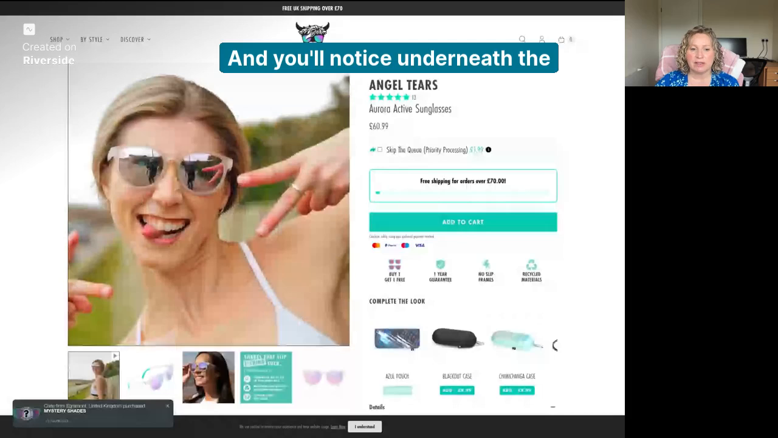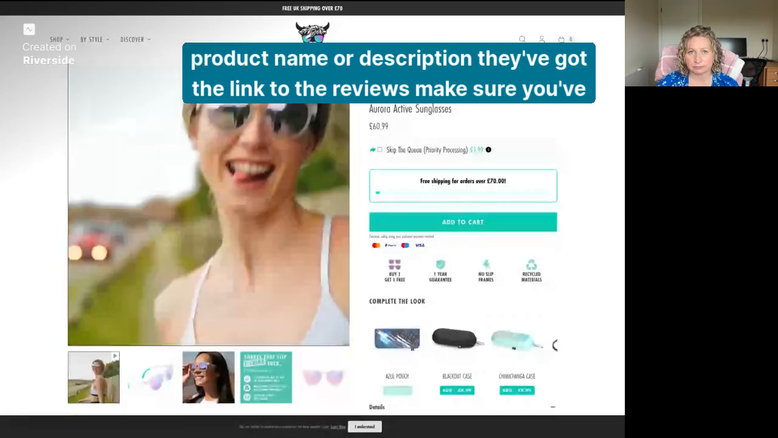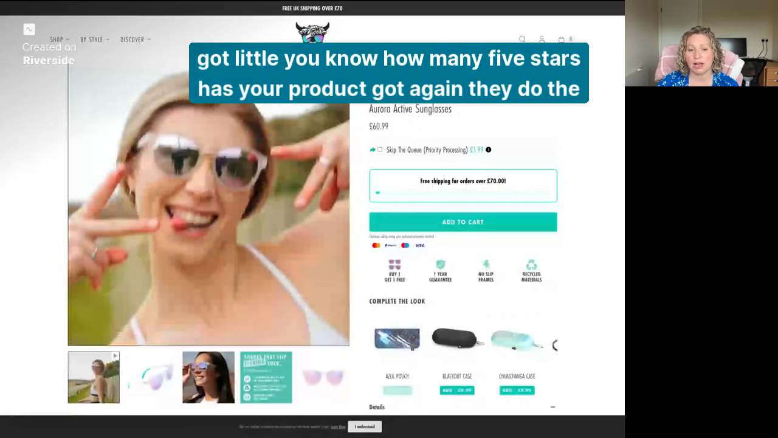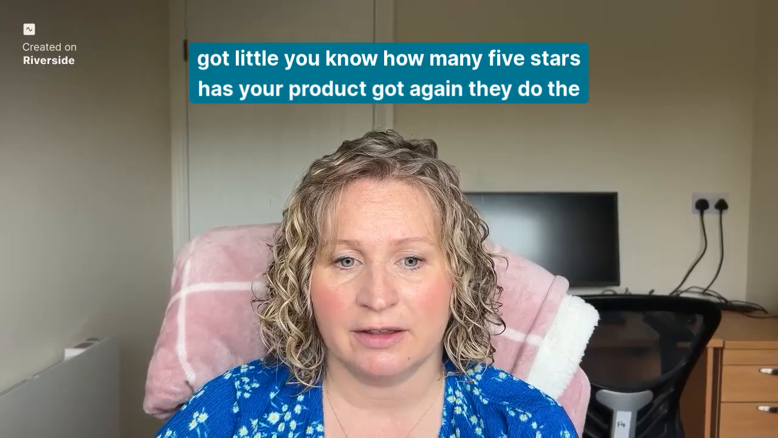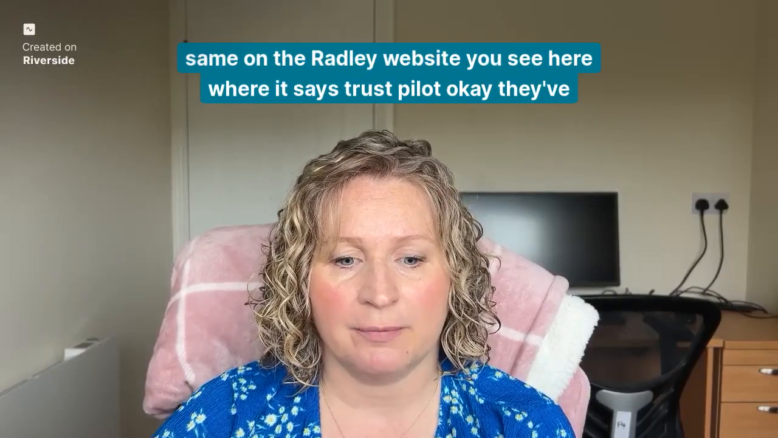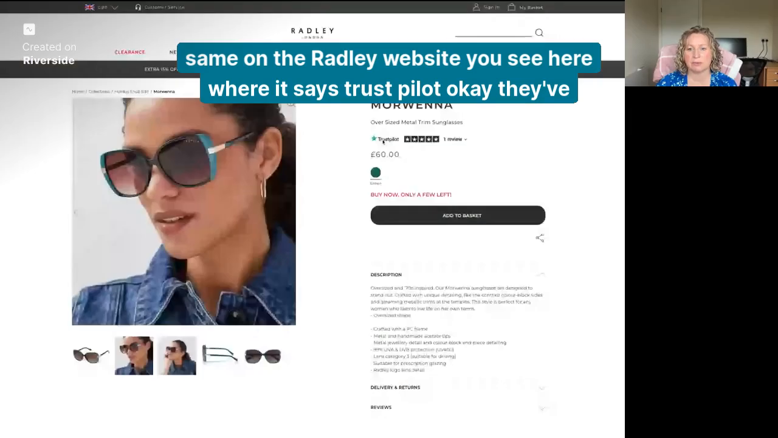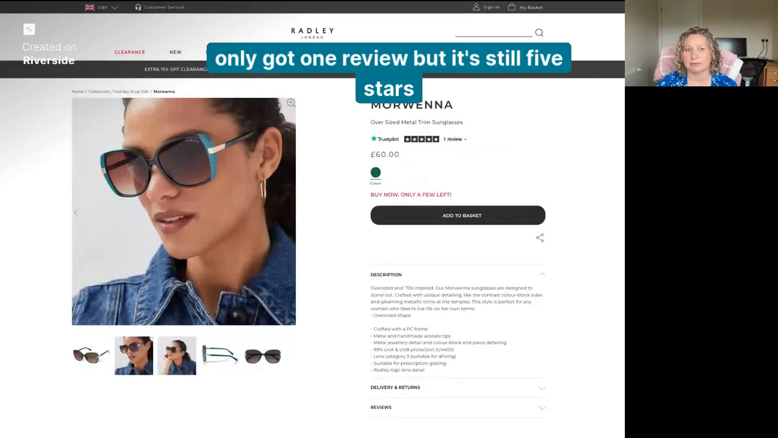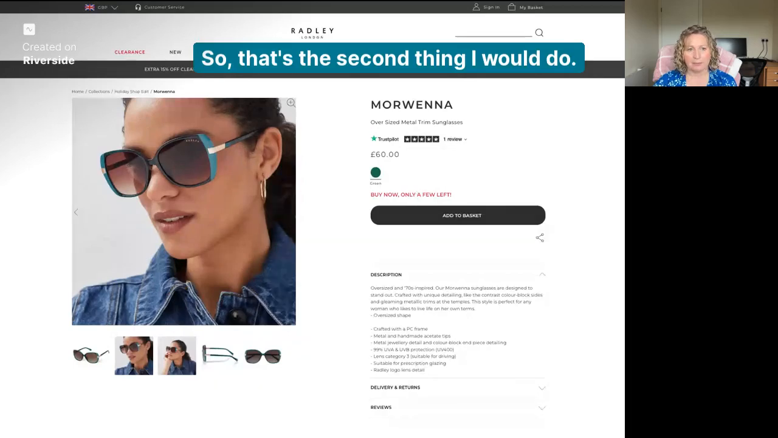And you'll notice underneath the product name or description, they've got the link to the reviews. Make sure you've got little, how many 5 stars has your product got? Again, they do the same on the Radley website. You see here where it says Trustpilot. Okay, they've only got 1 review, but it's still 5 stars. So that's the second thing I would do.